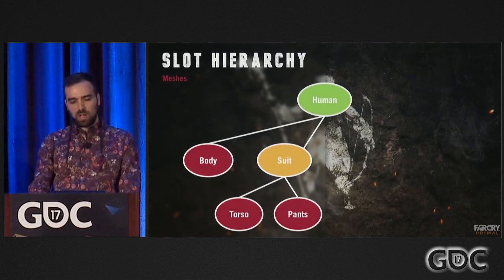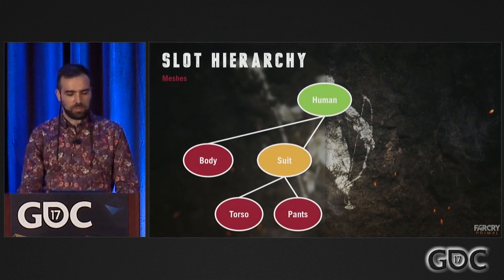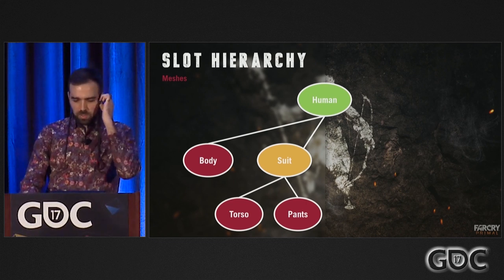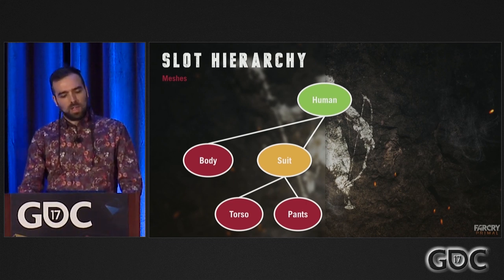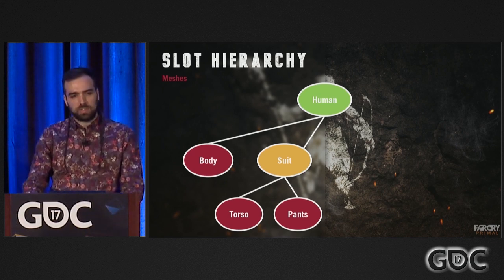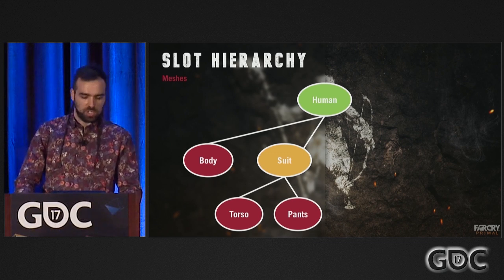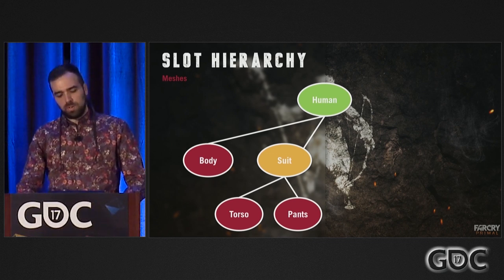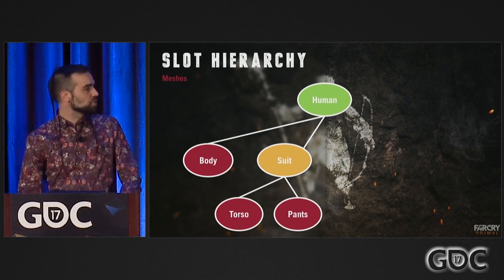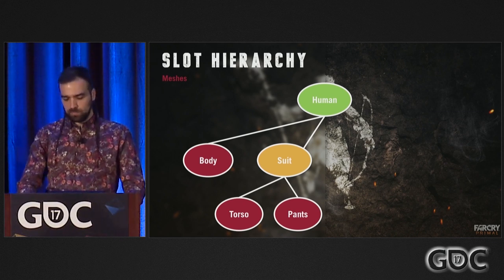So let's look at the slot hierarchy for a while. There you have the human slot on the top. The top slot has a special meaning, but I'll show it with the item. Then you have the red slots there, like body, torso, and pants. These are typically slots in which you're going to find meshes. You could also have nodes in the hierarchy, such as a suit, which is basically just there grouping a torso and a pants item.